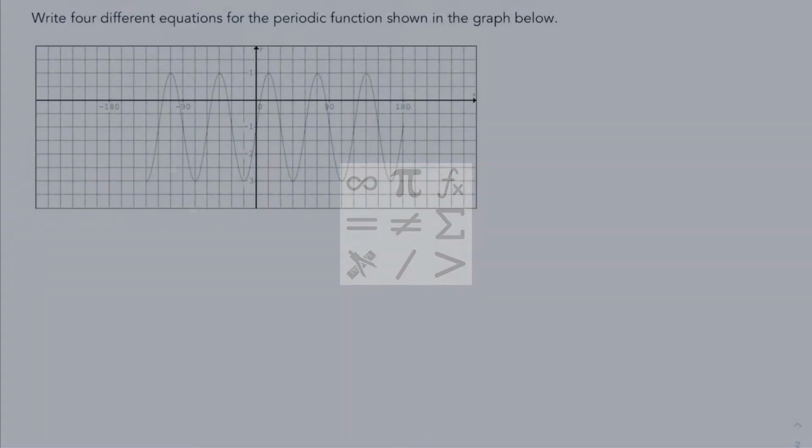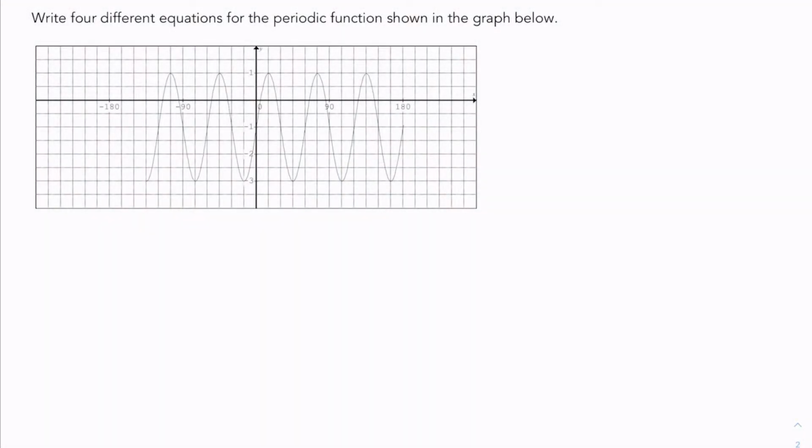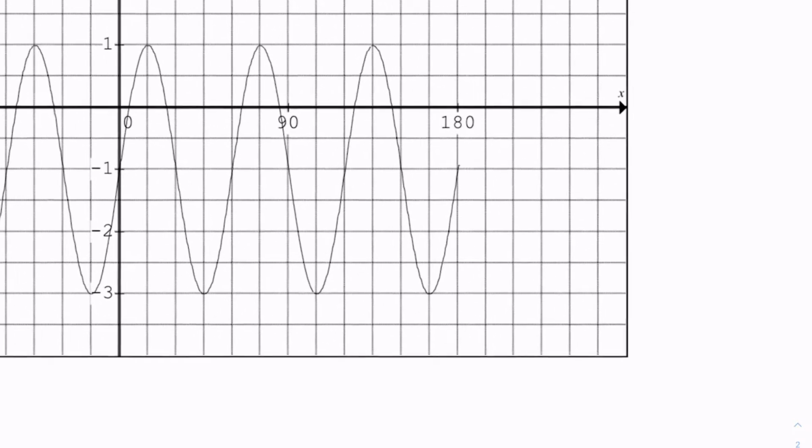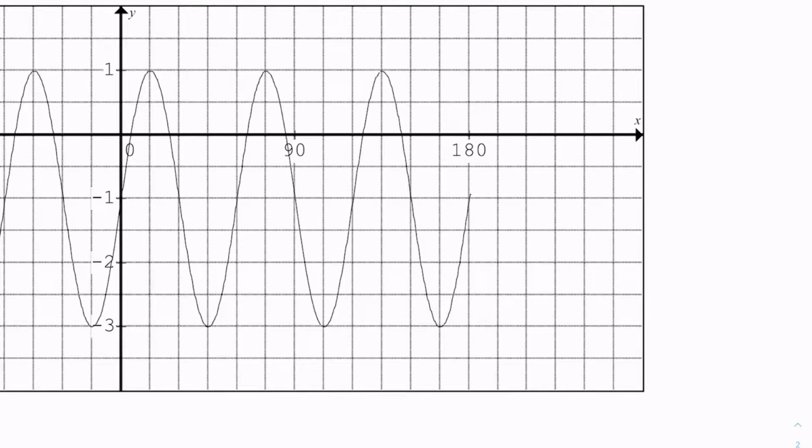So we're going to determine the 4 different equations for the periodic function shown on the graph below. Let's extract some important info first so that we can do that. Notice that this graph is being compressed quite a bit. One cycle goes from here, I'll use a different color.